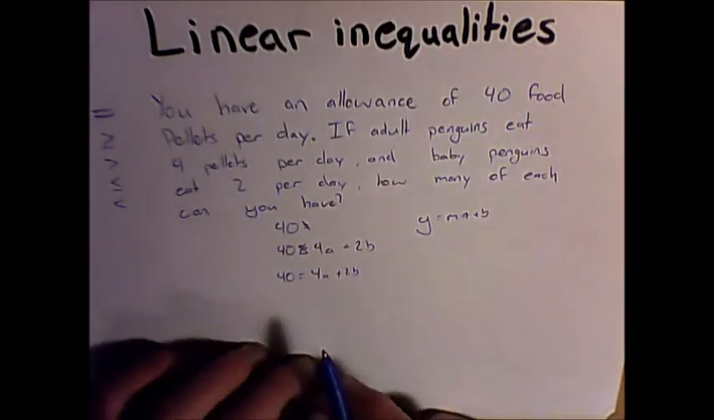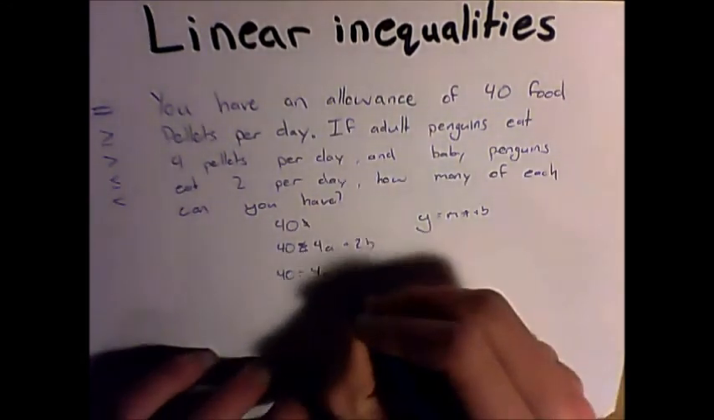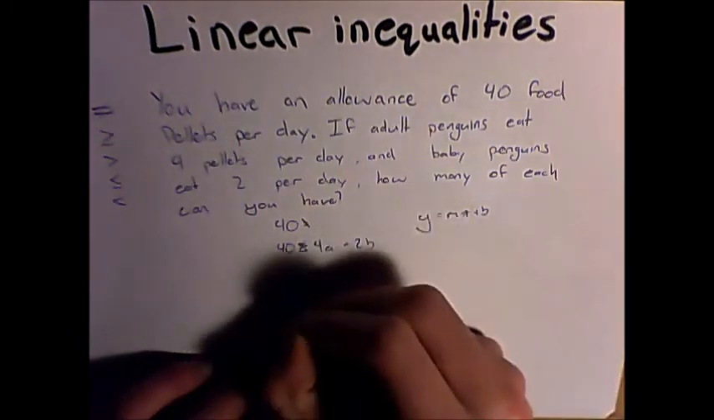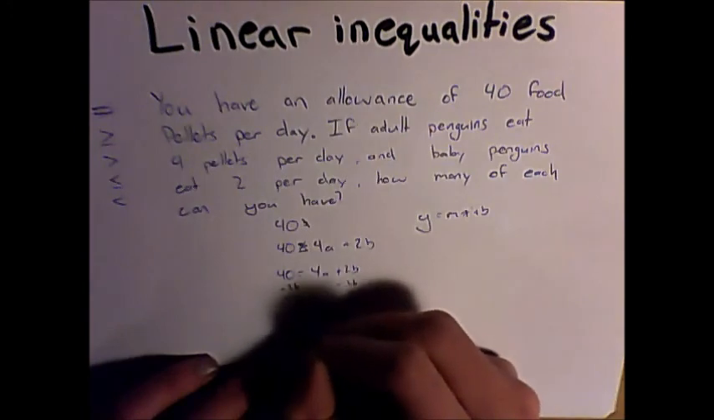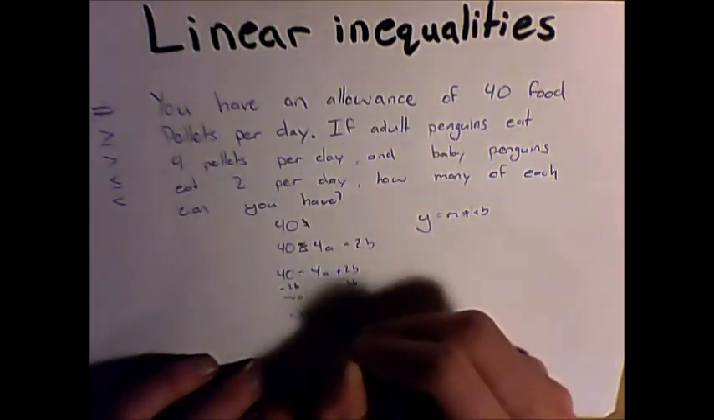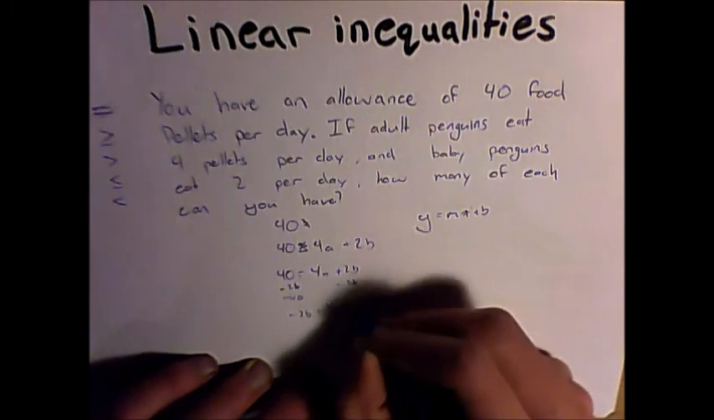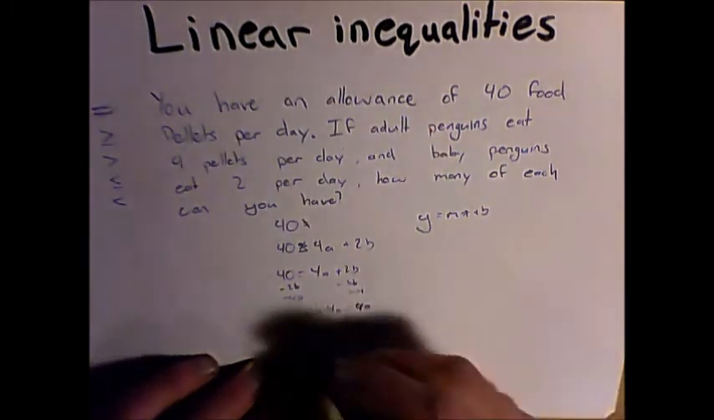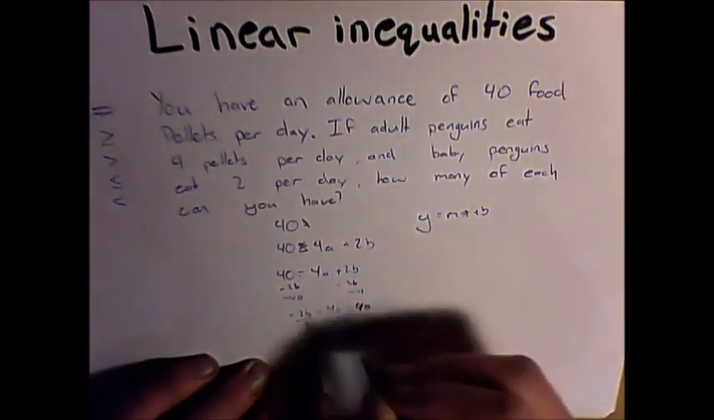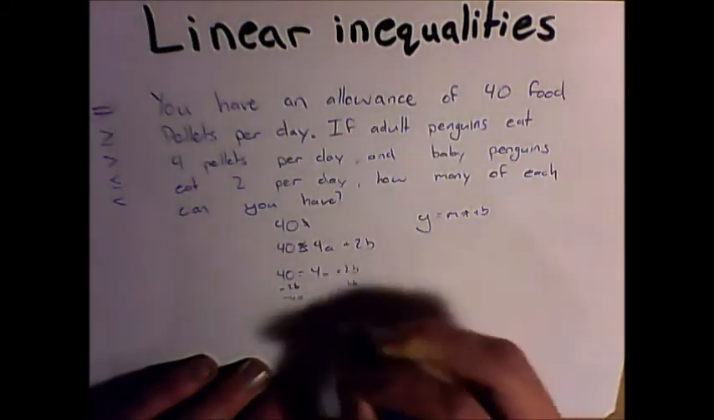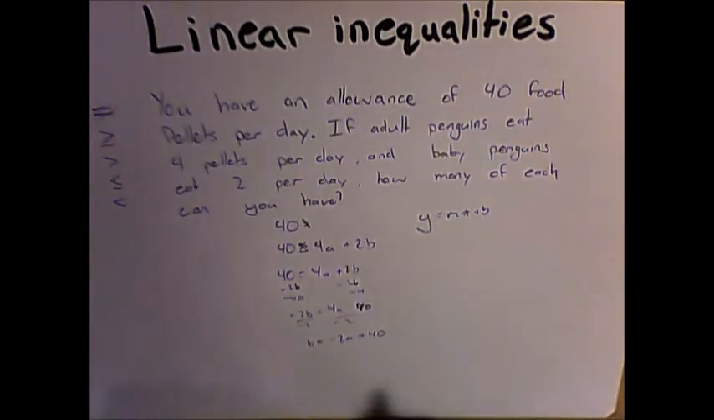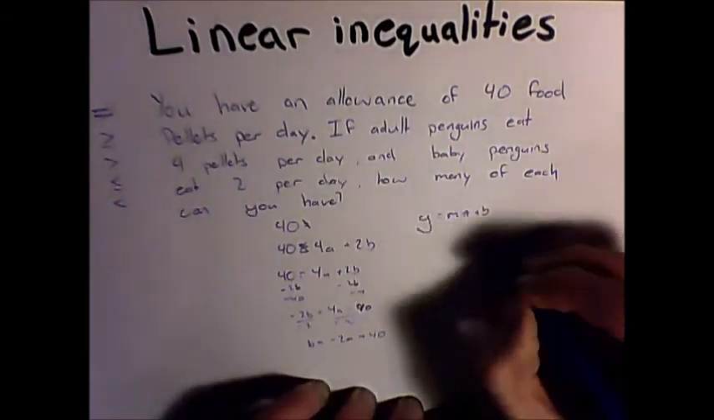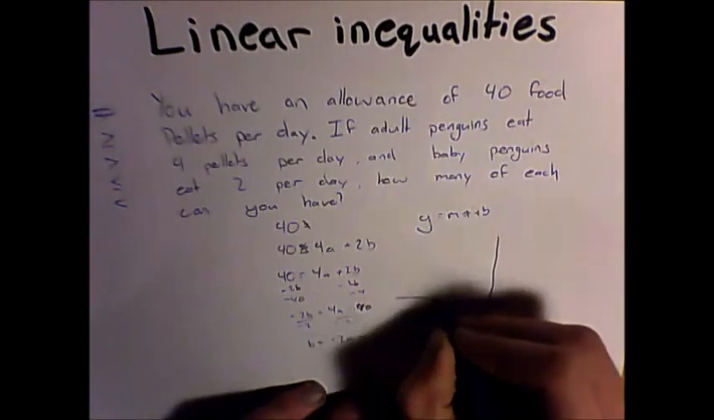In this case, it really doesn't matter because we don't really have an independent or dependent variable. So we'll subtract 2b from both sides, and we'll also subtract 40 from both sides, which will leave us with negative 2b equals 4a minus 40. Then we'll divide out the negative 2, and we'll find that we have b equals negative 2a plus 20. And now we have it in y equals mx plus b form, and we can just graph it out.